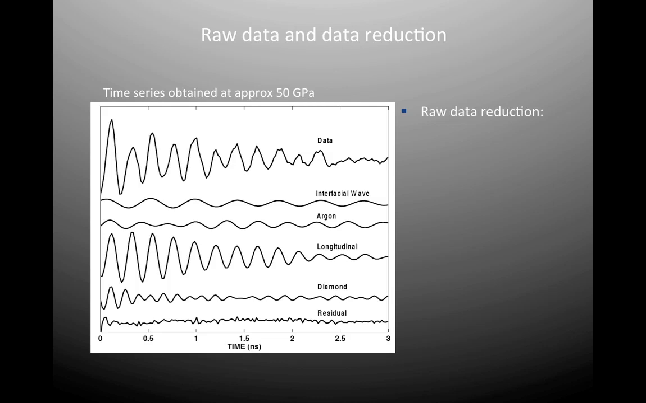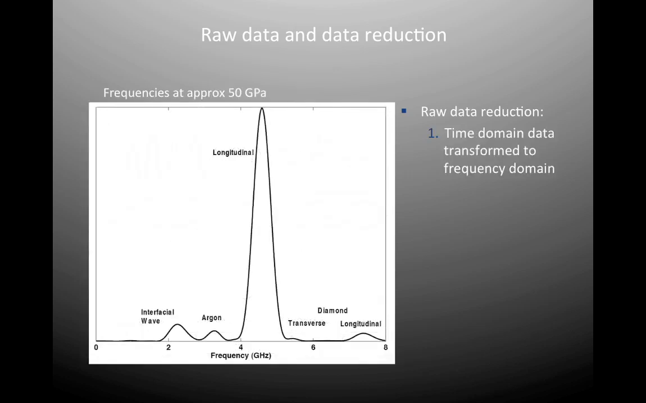And then above that is yet a lower frequency wave associated with a wave propagating on the interface between the crystal and the argon pressure medium. The Fourier transform of the top time domain signal looks like this in the frequency domain. And you can see here in a frequency range from a gigahertz up to 8 gigahertz, we have a large peak associated with the longitudinal elastic wave in the crystal.